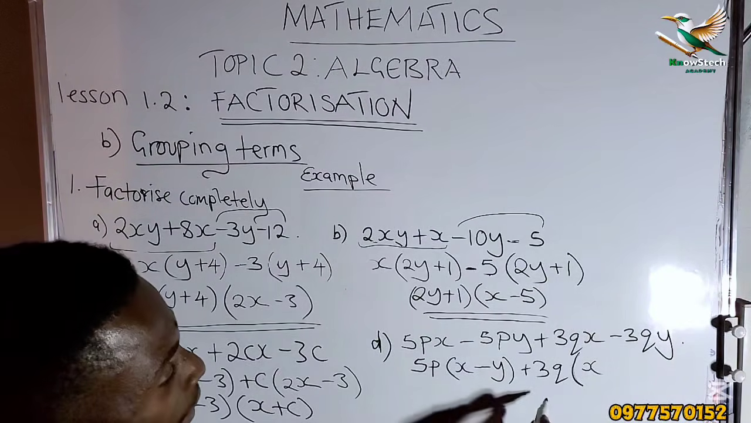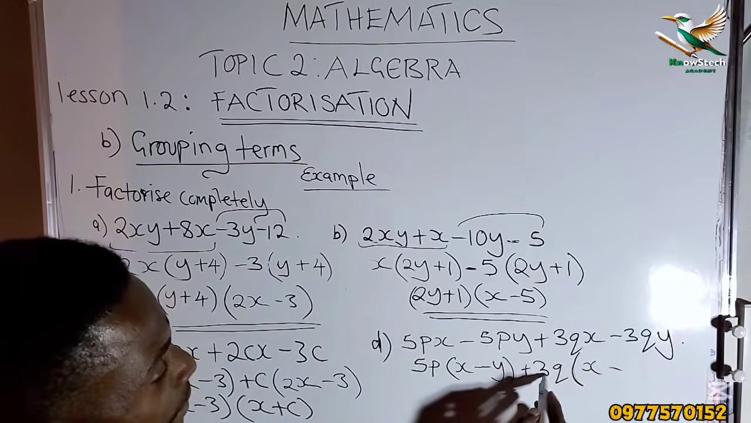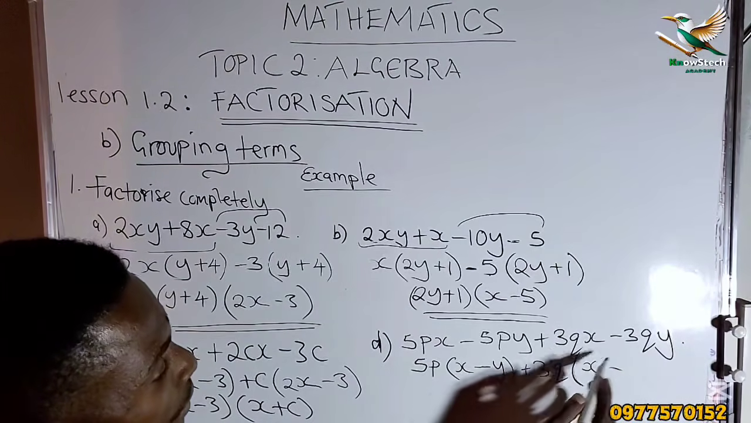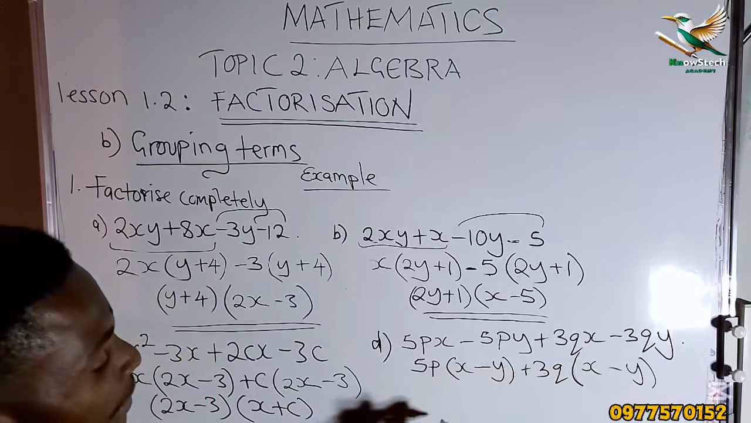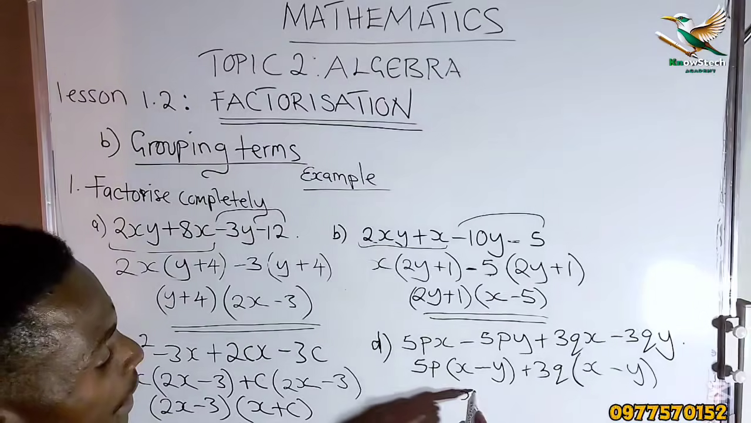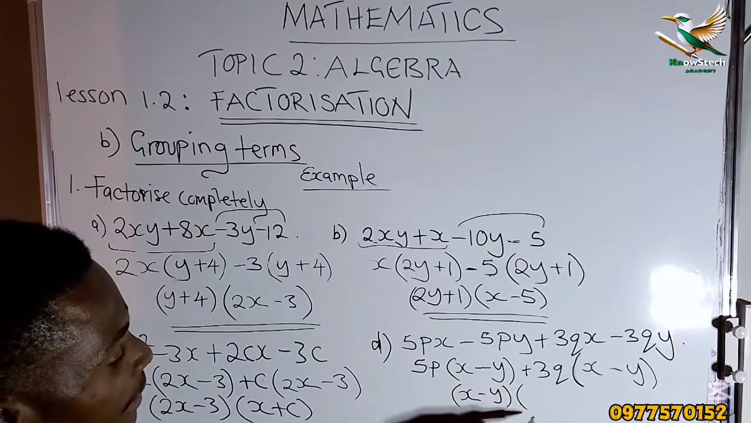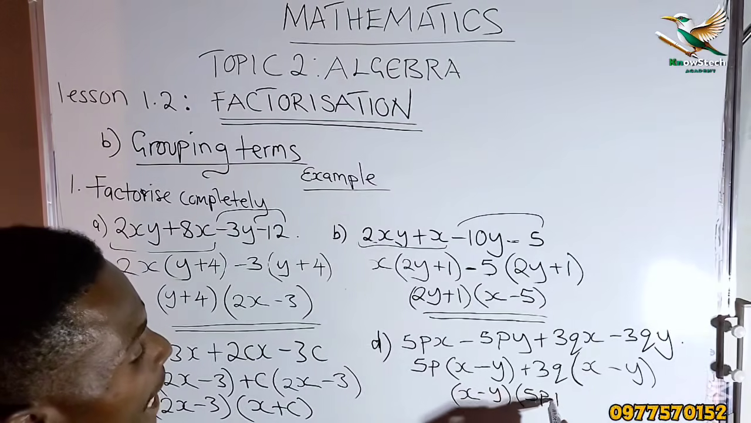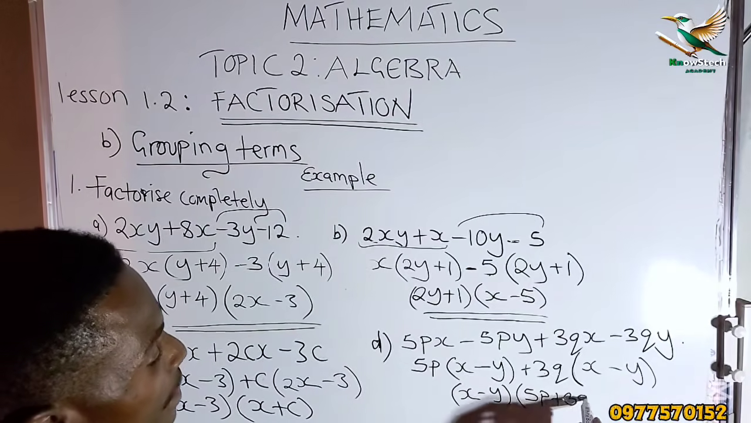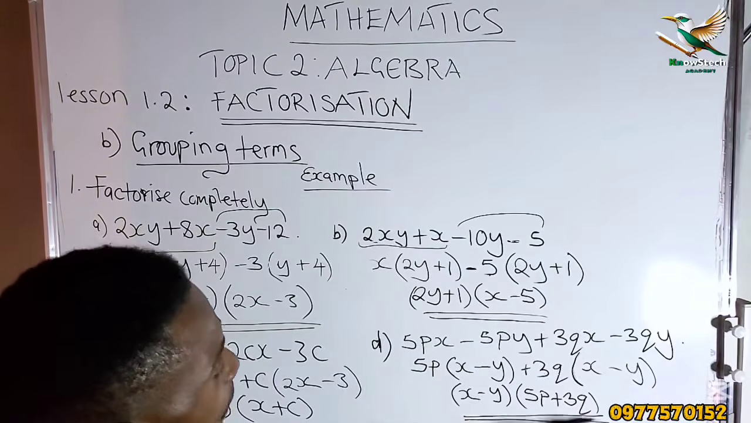Okay? Positive, negative, it is negative. 3Q cancel, remain with just y. You see, they're just the same. Then the final answer will be x minus y in brackets. Then here, 5p plus 3q. And this is the final answer.